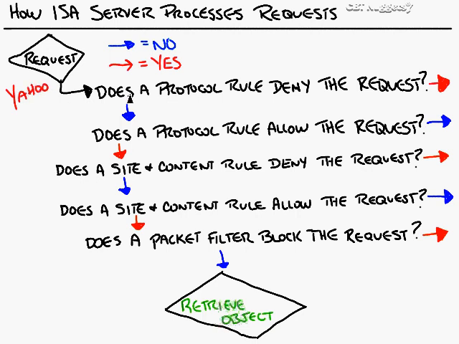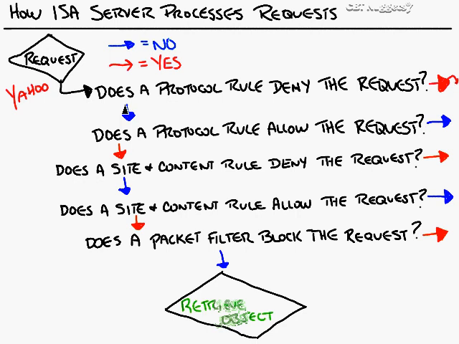The first thing it's going to say is, does a protocol rule explicitly deny the request? Because if the answer is yes, we fall off the edge of the screen. And by the way, my edge of the screen is like the land of denial. As soon as we go off the right edge of the screen, we're denied. So if there is an explicit deny, obviously we are denied.